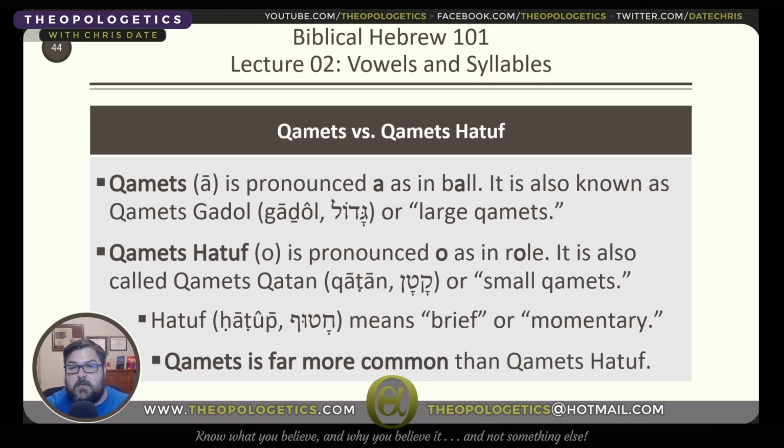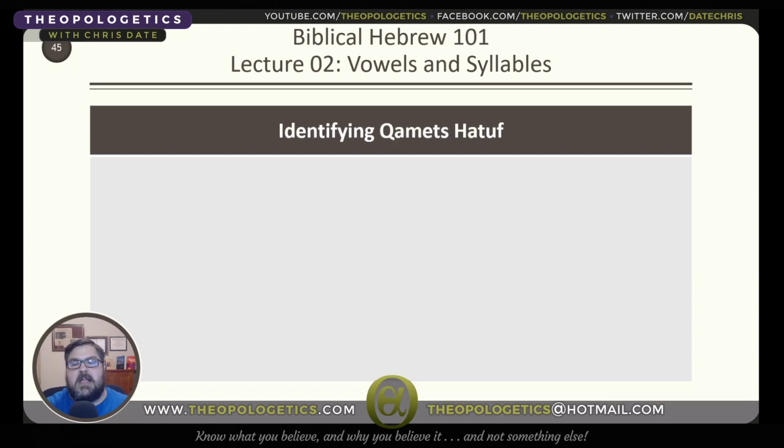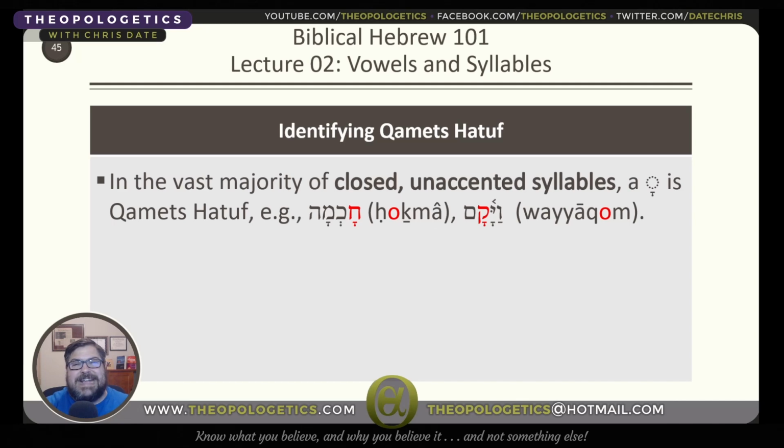And the komets, the one that is in the A class, is way more common than the komets chatuf. So it's not like this is going to trip you up all the time, but it will sometimes. So we need to figure out how to identify a komets chatuf, how to distinguish between a komets and a komets chatuf. So how do we do that? Well, in the vast majority of closed, unaccented syllables, this vowel marking is komets chatuf.